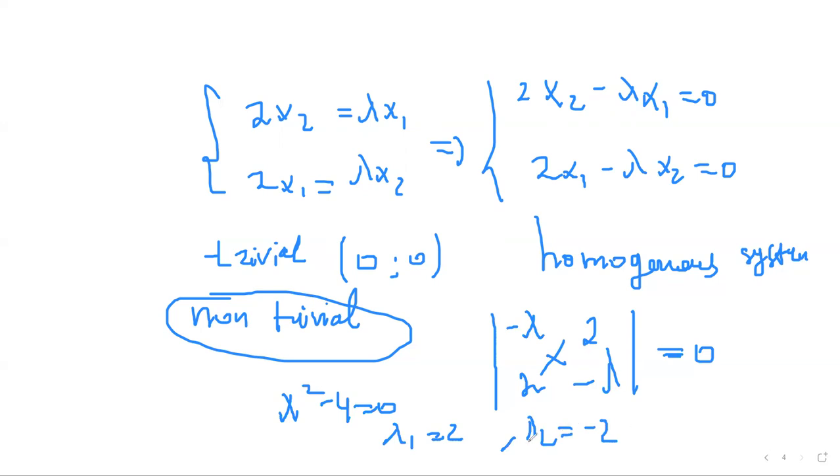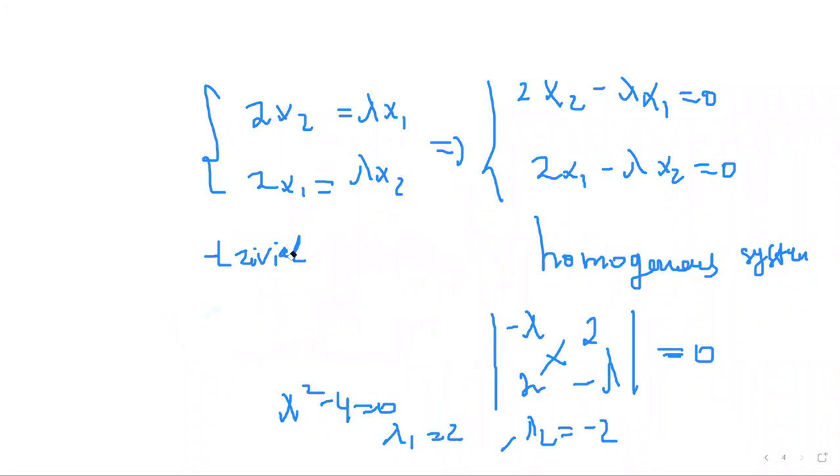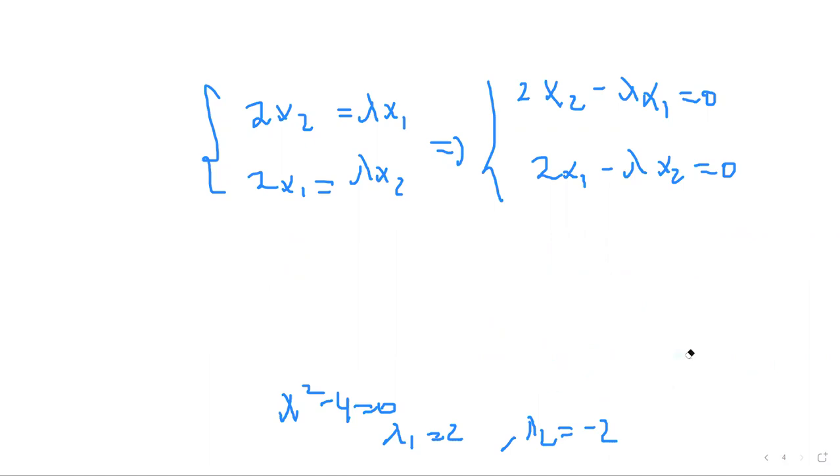So what happens next? Actually, here we have found two eigenvalues. The first eigenvalue is 2, the second one is negative 2. So the rest is to find the corresponding eigenvectors. In order to find the corresponding eigenvectors, we will need this system. So I'm going to delete this part here. We are not going to need it. Okay, first let's write our first eigenvalue. Lambda 1 equals 2.